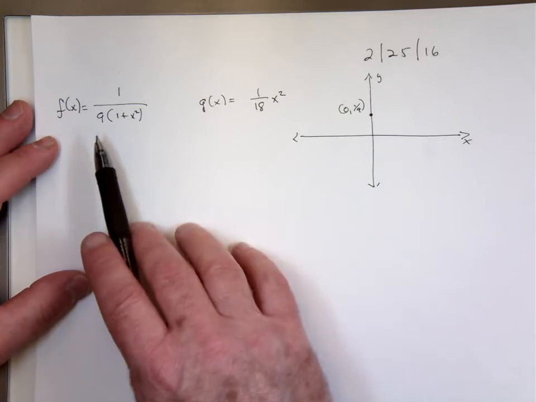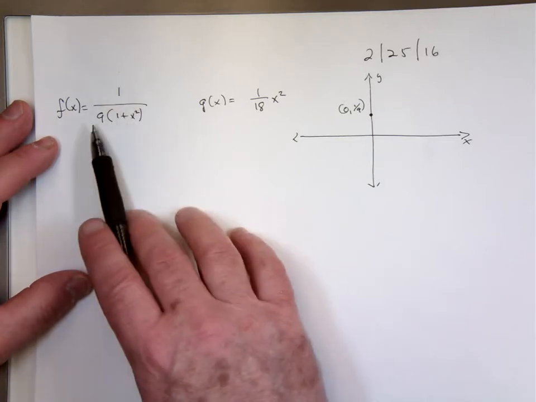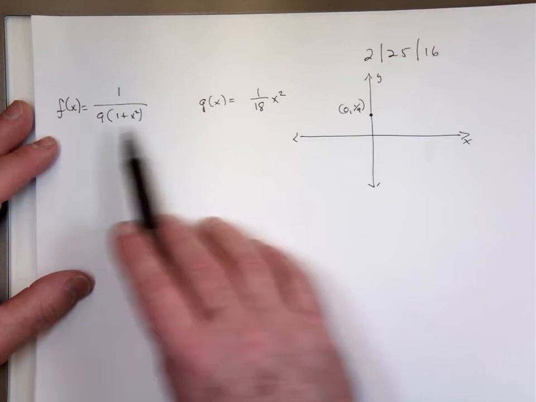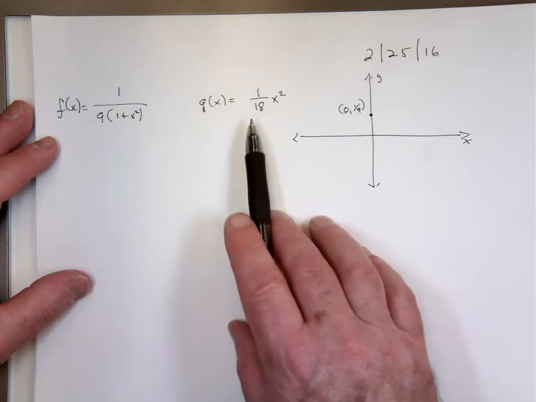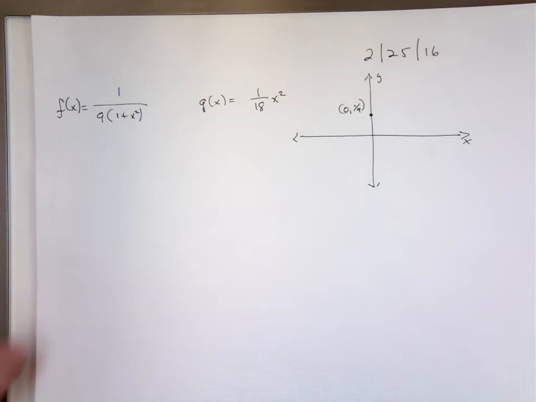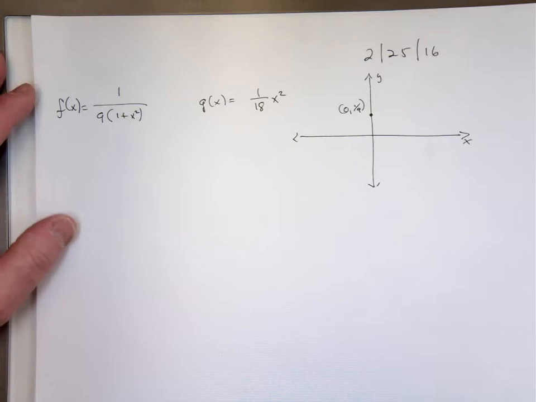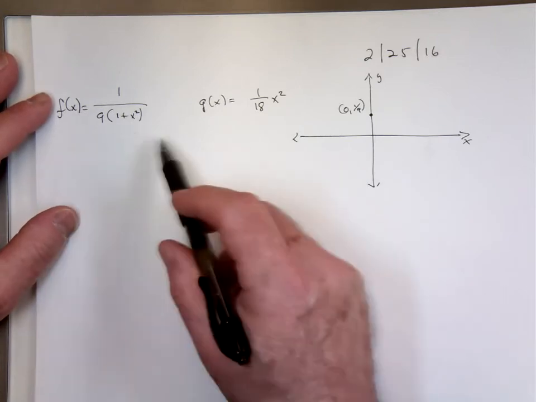Okay, so the two functions are f of x equals 1 over 9 times the quantity 1 plus x squared, and g of x is 1/18 x squared. WebAssign says to use a graphing utility, which means use Mathematica or something like that to see what they look like. But we're going to do it without it, okay?